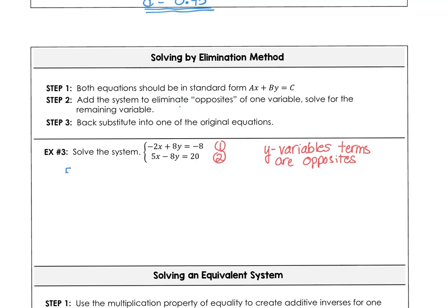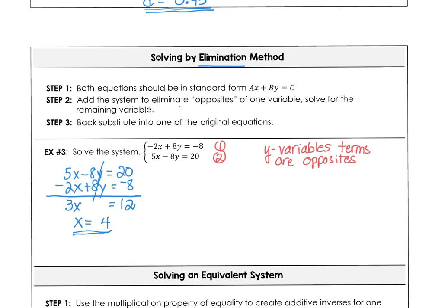So if we do 5x minus 8y equals 20 and negative 2x plus 8y equals negative 8, then we can add those columns together. So adding 5x and negative 2x, and then negative 8y and positive 8y, and 20 and negative 8. That's going to give us 3x. This will eliminate y. That's where the elimination method comes from. And 20 minus 8 is 12, so x is 4.